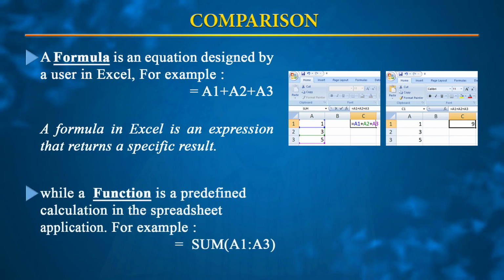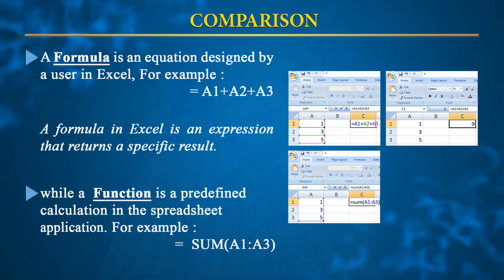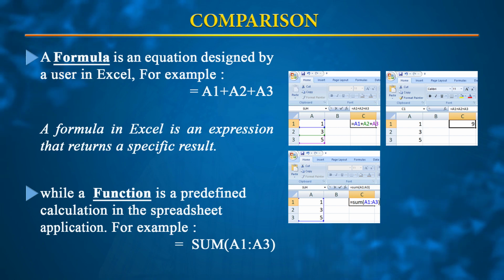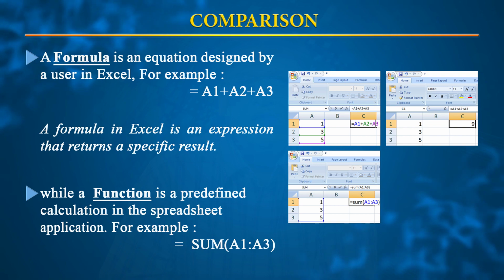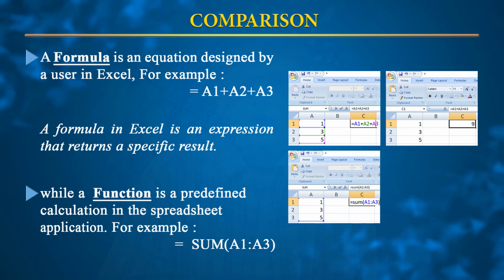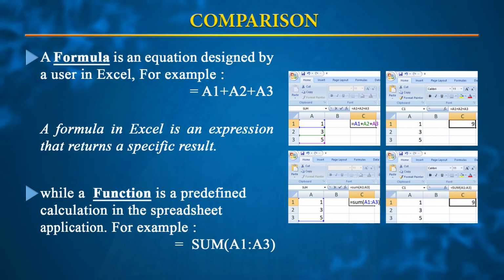Now the same thing can be addressed with the help of a function. The function to add the numbers is in fact sum. We can write the function at the same location, that is C1, by pressing equal to and then writing sum, and in the parentheses A1 colon A3. That means we are addressing the cell reference range from A1 to A3, and when we press enter, the sum of the numbers present in the range A1 to A3 will be reflected in the cell C1, which is in fact 9. So sum is predefined.